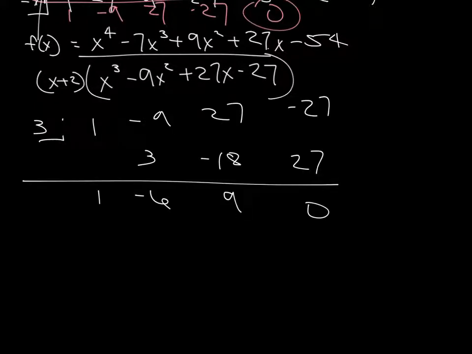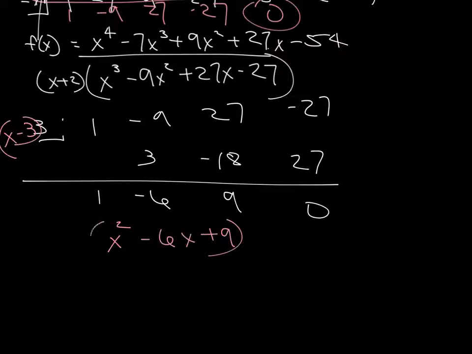There we go. So x minus 3 worked, and that left me with x squared minus 6x plus 9. So I took 3 into this: 1, negative 9, 27, negative 27 from here, solved it, and once I pulled an x minus 3 out, I was left with this. Okay, 1 less than this gives me an x squared minus 6x plus 9.